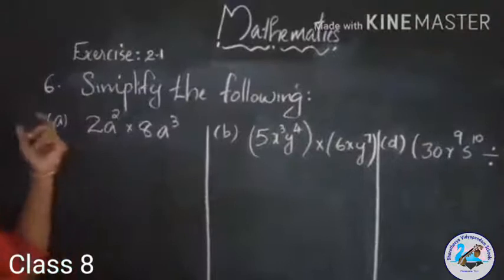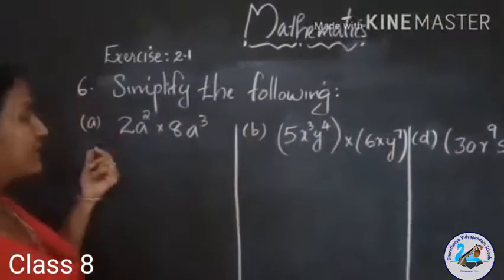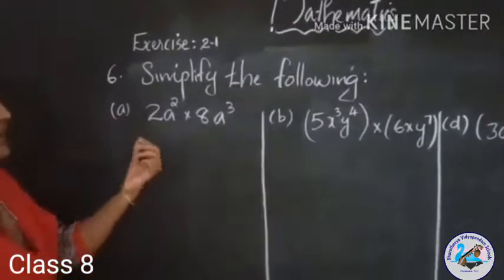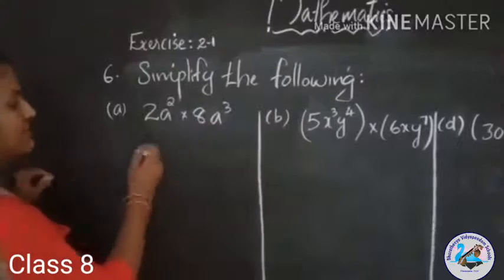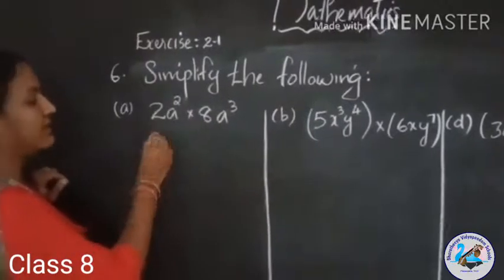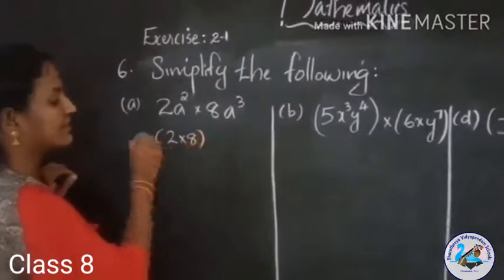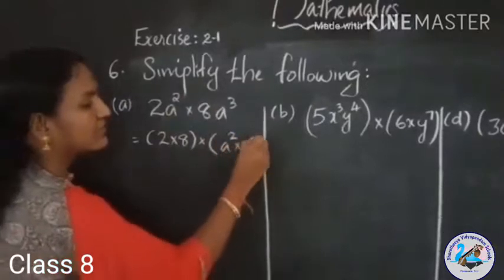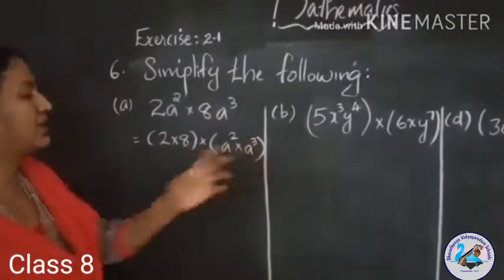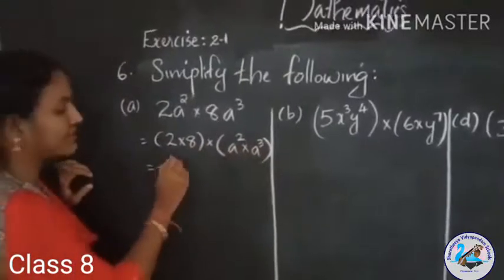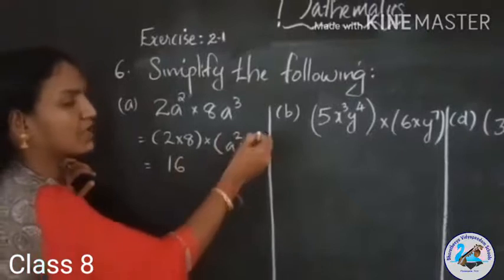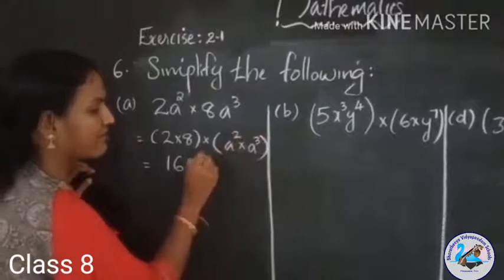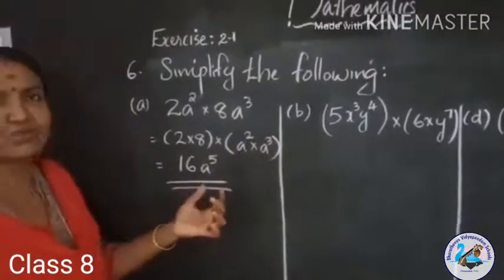Move to the next question. Question number 6. Simplify the following. The first one, 2a square into 8a cube. First separate the numbers and variables. So 2 into 8 into a square into a cube. 2 into 8 is 16, and a square into a cube. The bases are same, so add the powers. a raised to 2 plus 3, that is 5. So 16a raised to 5.